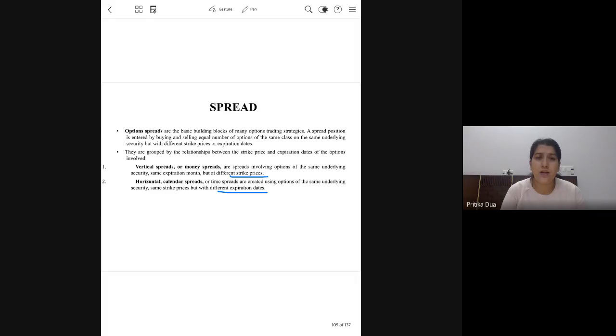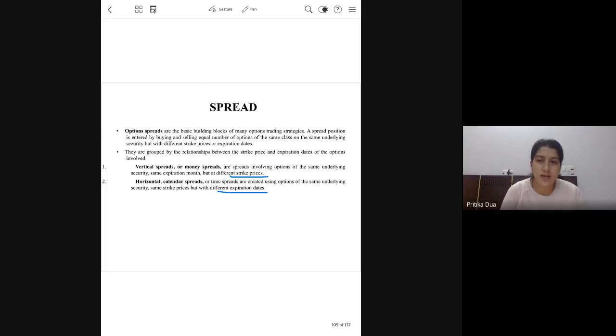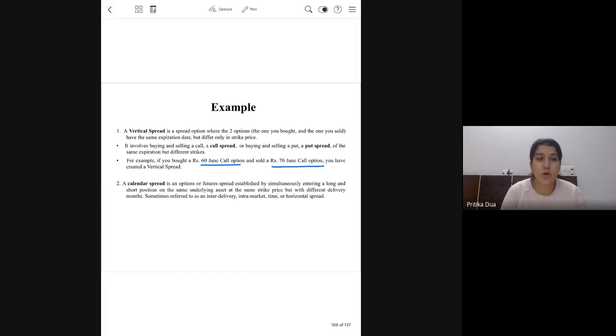So this is the last strategy which we are covering under the combination strategies. I introduced spread as an option strategy yesterday, wherein we were talking about contracts where you are entering into the same class of options but with different strike prices or different expiry dates. We also discussed what a vertical spread and a calendar spread or horizontal spread is.